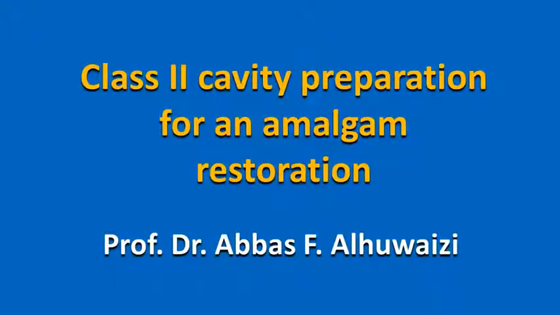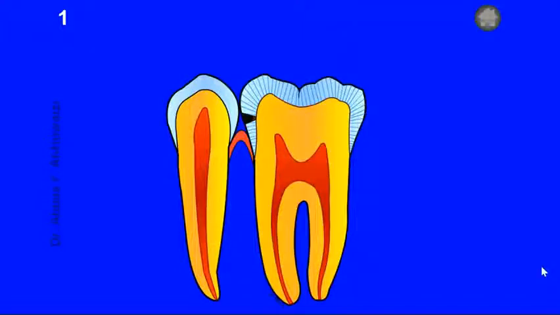Class 2 Cavity Preparation for an Amalgam Restoration. When tooth decay happens interproximally, this part of the tooth should be removed.